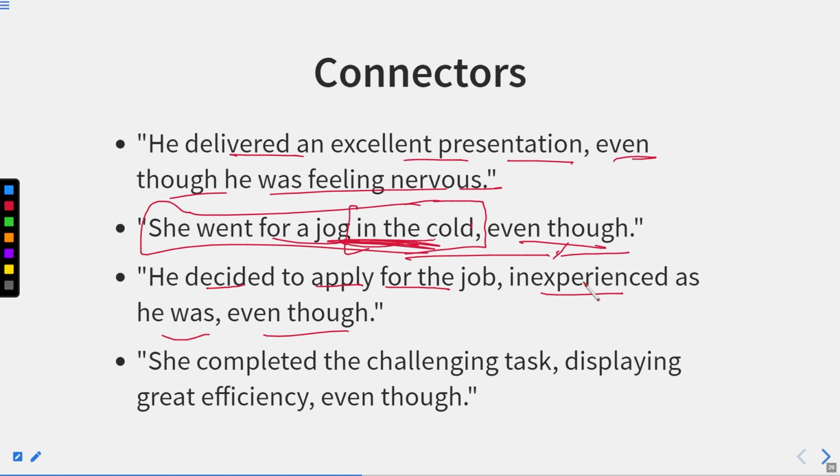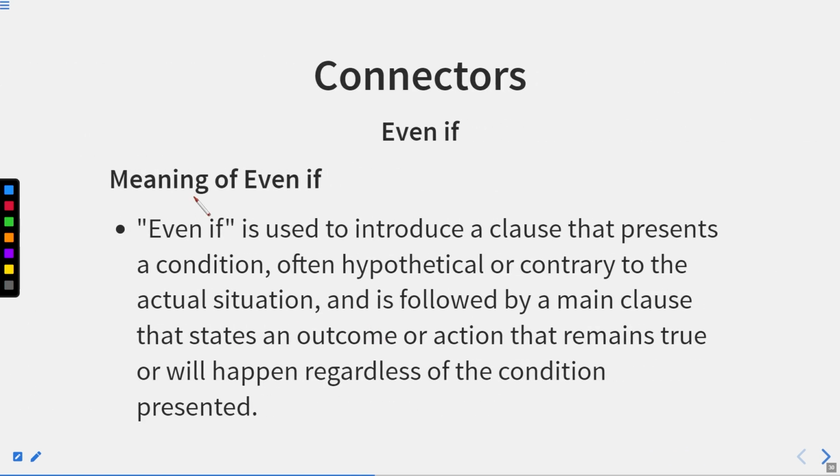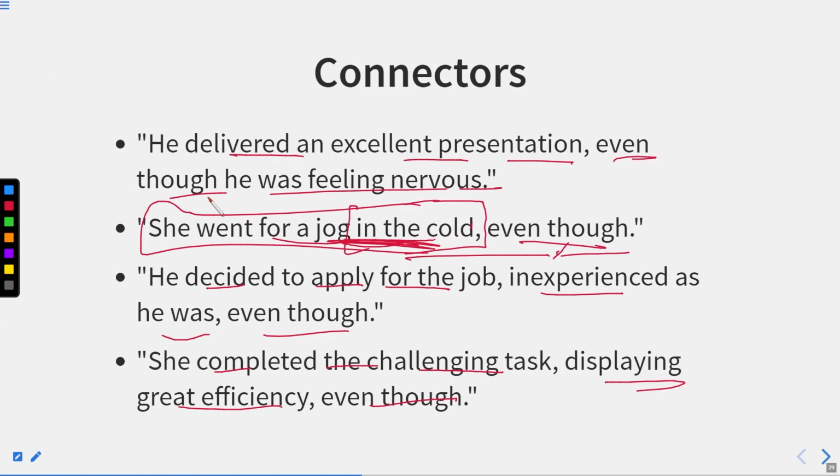Inexperienced as he was shows some adversity for him, and even though shows that yes, this was the adverse situation, yet he decided to apply for the job. She completed the challenging task, displaying great efficiency even though. So here we can see that the structure of the sentence has been changed for those sentences which can express contradictions with the word even though at the end of the sentence. Now, this we have already done.